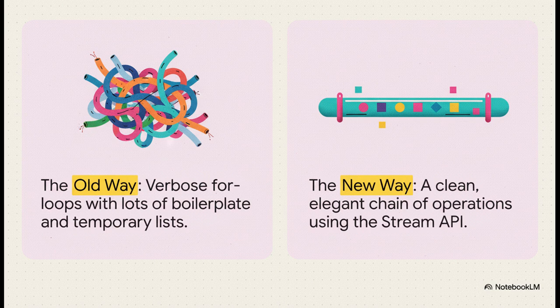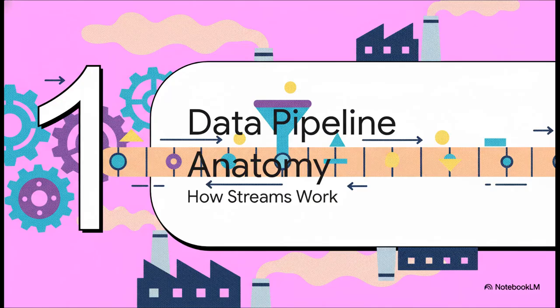On the left, that's the old way, that tangled mess of a for loop that's just a pain to read. But look at the right. That is the new way, a single, elegant chain of operations. This is the real magic of the Stream API. It's declarative. You're just describing what you want done, without getting bogged down in the messy details of how to do it.